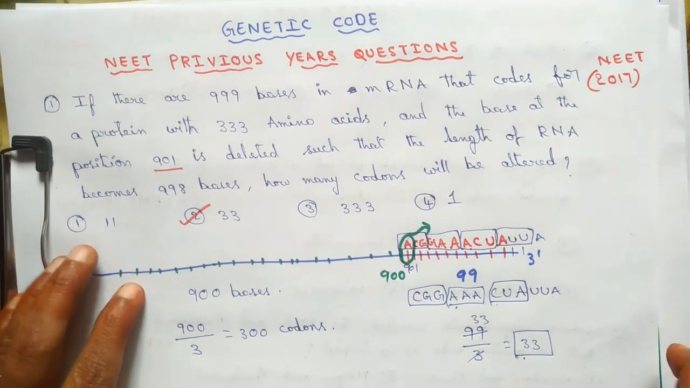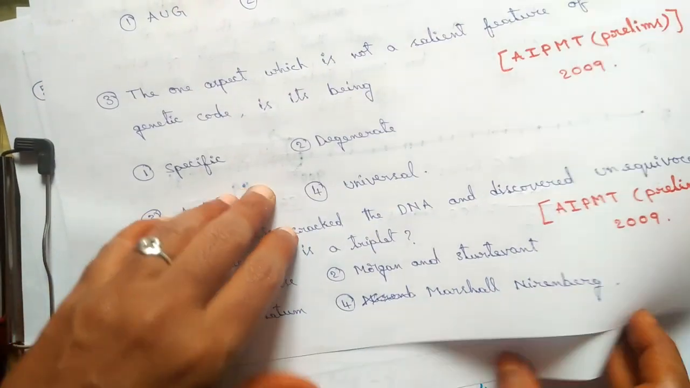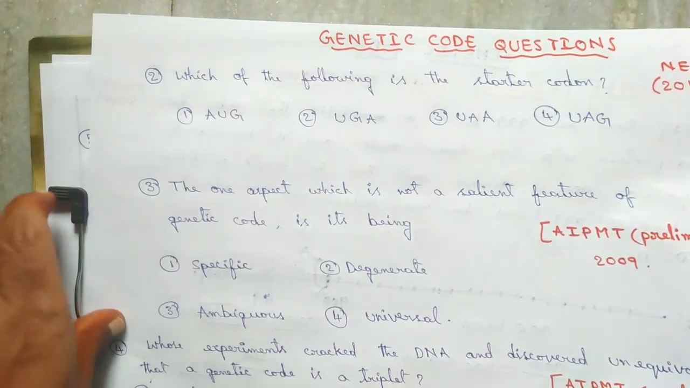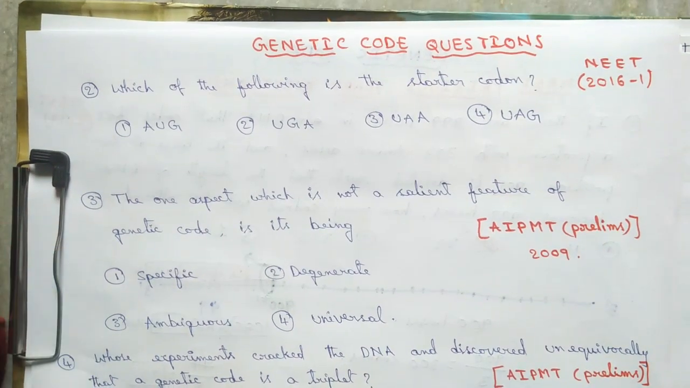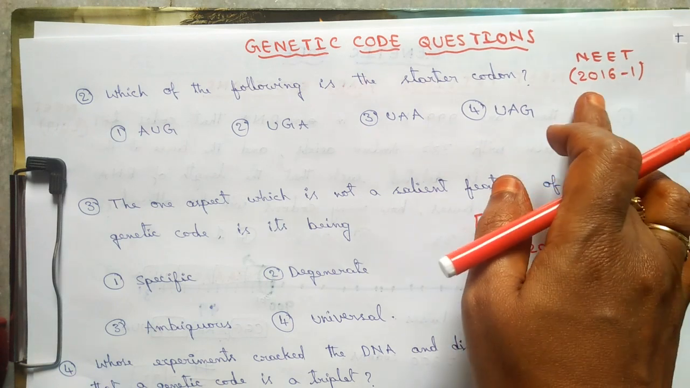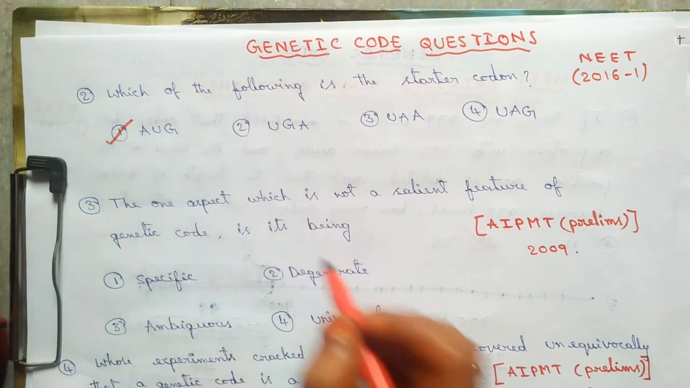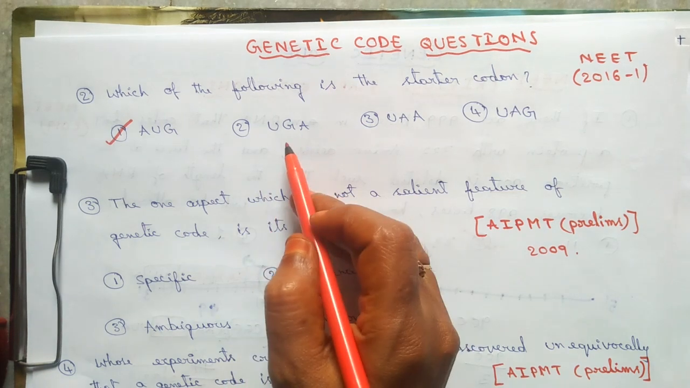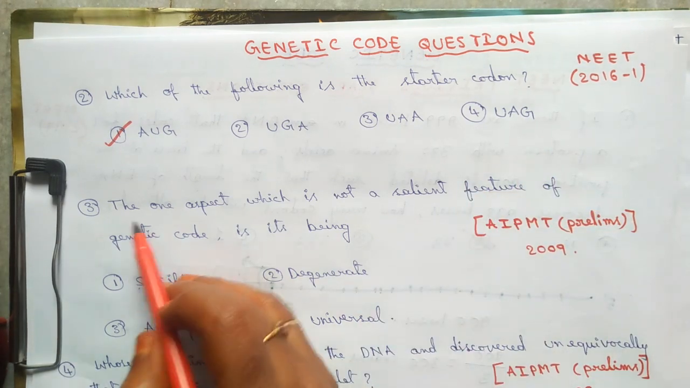Okay, let's discuss the next question. So the next question is, which of the following is the starter codon? This question is given in NEET 2016 phase 1. The starter codon is AUG. We know that the starter codon is AUG. Stop codons are UGA, UAA and UAG. Okay, next.